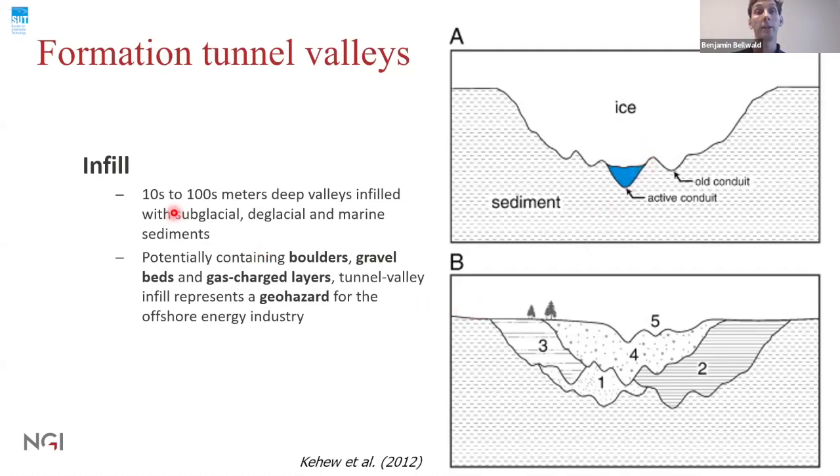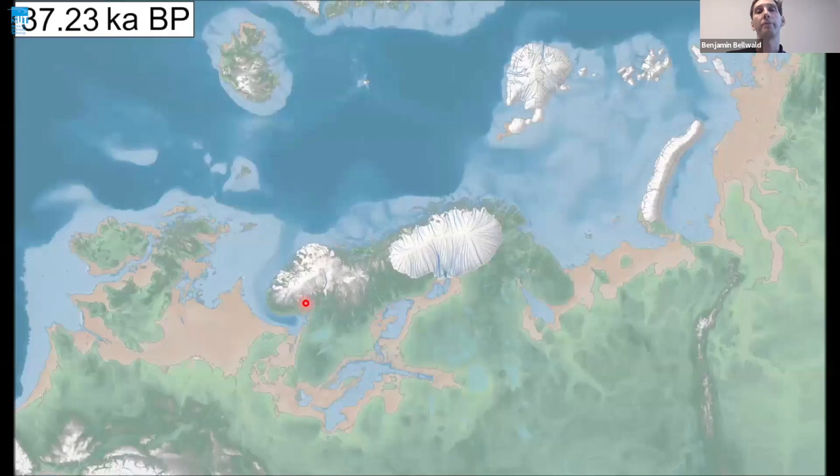And they can be tens to hundreds of meters deep, these valleys, and are infilled by subglacial, deglacial, or marine sediments. It can really be a multitude of types of sediments. Also important, they can contain boulders, gravels, very common, and can be gas charged. This is really important for the industry when they're doing their geohazard assessments and when they talk about foundation types for different regional settings.